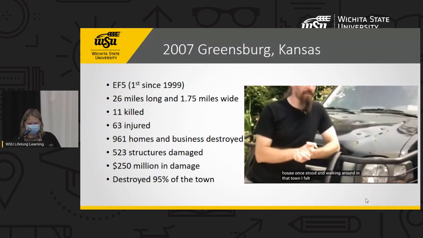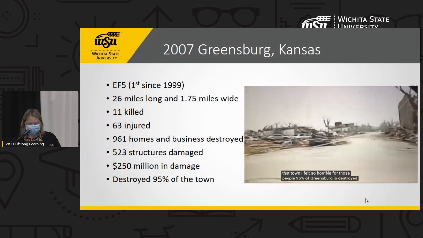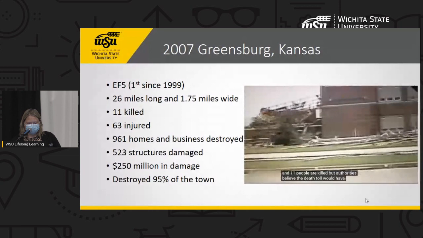95% of Greensburg is destroyed and 11 people are killed. But authorities believe the death toll would have been much higher if it hadn't been for the success of the town's tornado warning system.